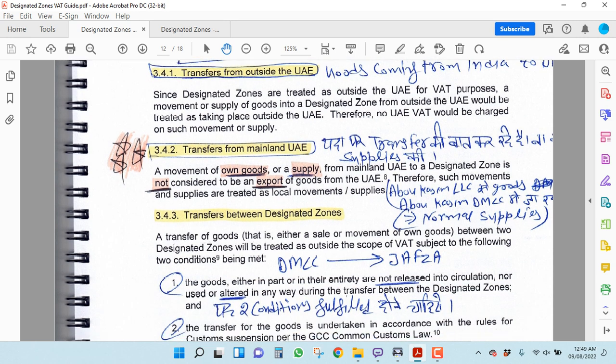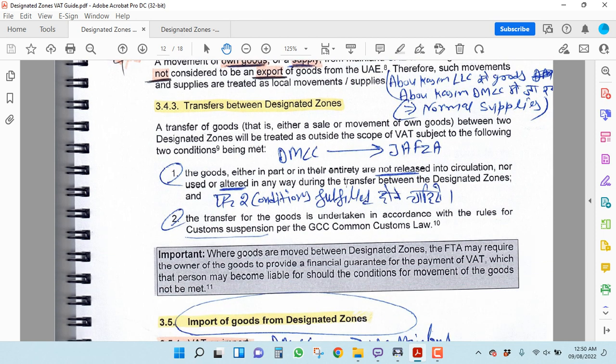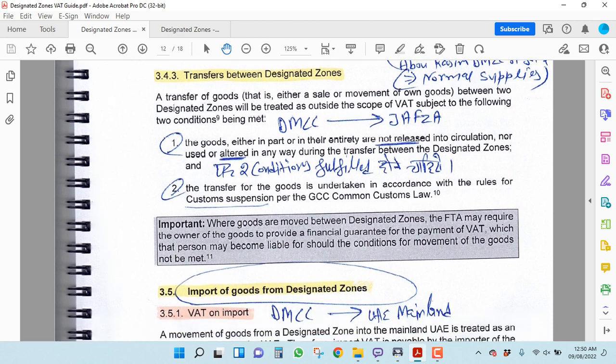Now next point, transfer from mainland UAE. Like from mainland, goods are going to DZ. Here I was explaining in the earlier point, this is not treated as an export, okay. A movement of own goods or a supply from mainland UAE to the DZ is not to be considered as an export of goods from UAE. Therefore, such movements and supplies are treated as local movements and supplies, okay.